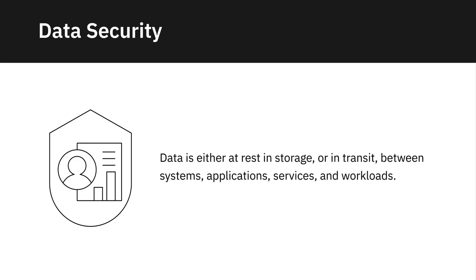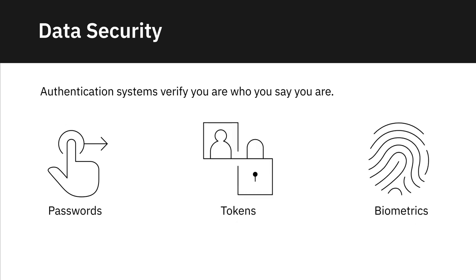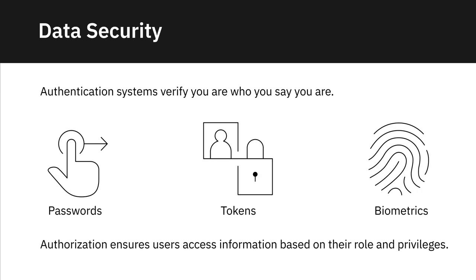And the fourth and final dimension is data security. Data is either at rest in storage or in transit between systems, applications, services, and workloads. Be it at rest or in motion, data needs to be protected. One of the primary controls for data security is to enable access to data through a system of authentication and authorization. Authentication systems verify that you are who you say you are, and they accomplish this using passwords, tokens, biometrics, or a combination of these. Authorization ensures that users access information based on their roles and the privileges assigned to their roles.